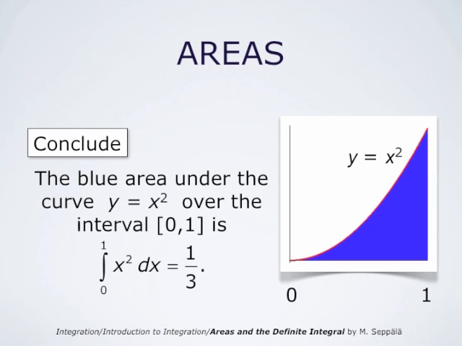We have computed that this definite integral has the value 1 over 3. That is, the domain under the graph of the parabola y equals x squared, and over the x-axis interval from 0 to 1, has the area 1/3.